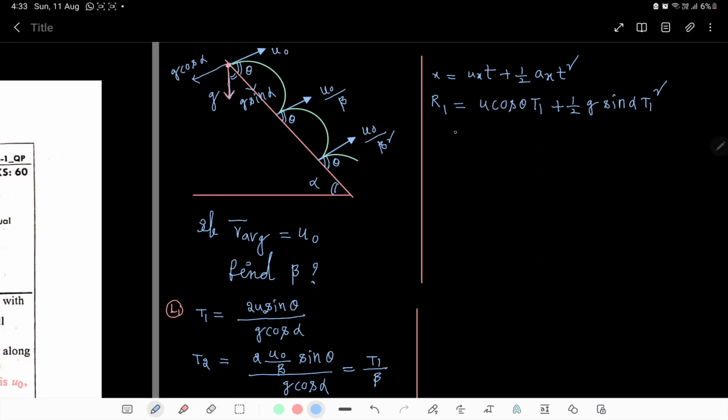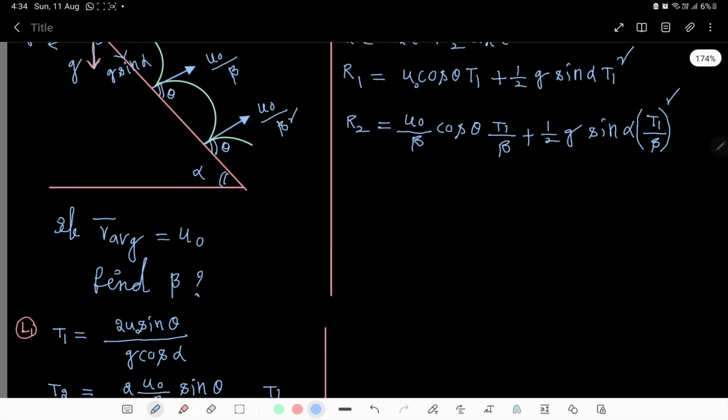Similarly, r2 can be written with the speed u0 by beta: r2 is u0 by beta cos theta into t2, and t2 is t1 by beta, plus half into g sin alpha into t2 square, and t2 square can be written as t1 by beta square.